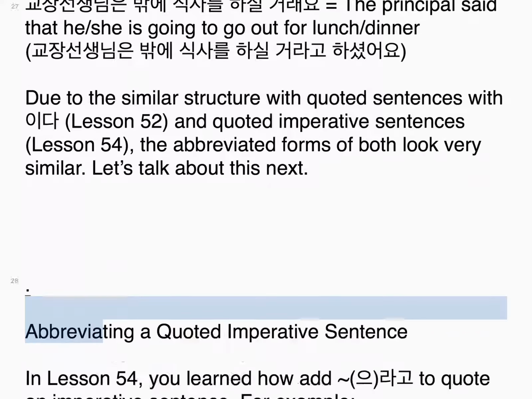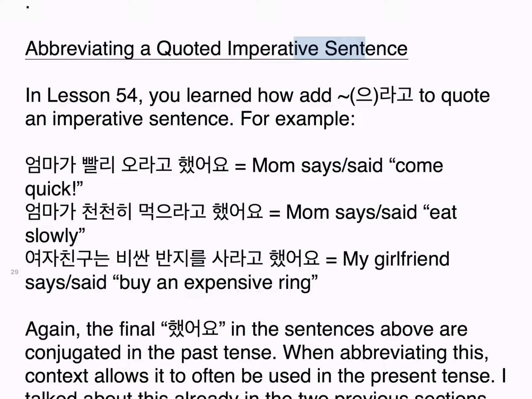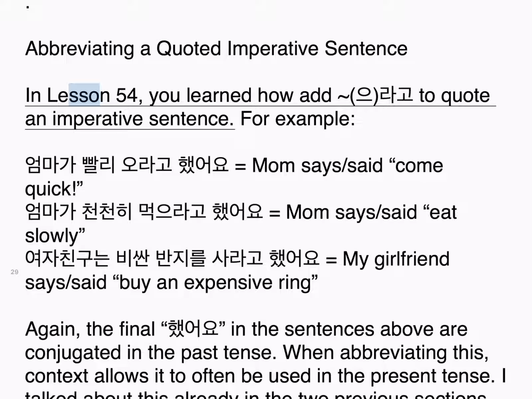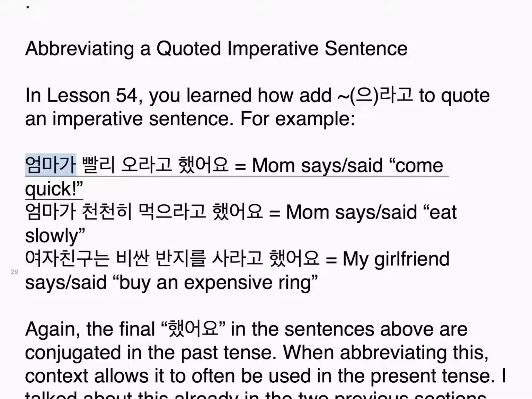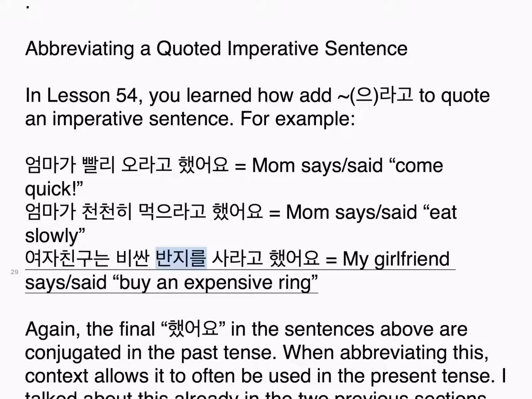Abbreviating a quoted imperative sentence. In Lesson 54, you learned how to add 으라고 to quote an imperative sentence. For example, 엄마가 빨리 오라고 했어요. Mom said come quick. 엄마가 천천히 먹으라고 했어요. Mom said eat slowly. 여자친구는 비싼 반지를 사라고 했어요. My girlfriend said buy an expensive ring.